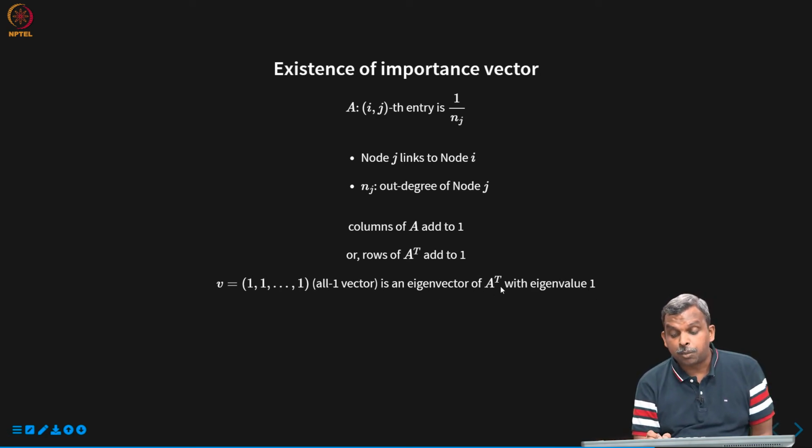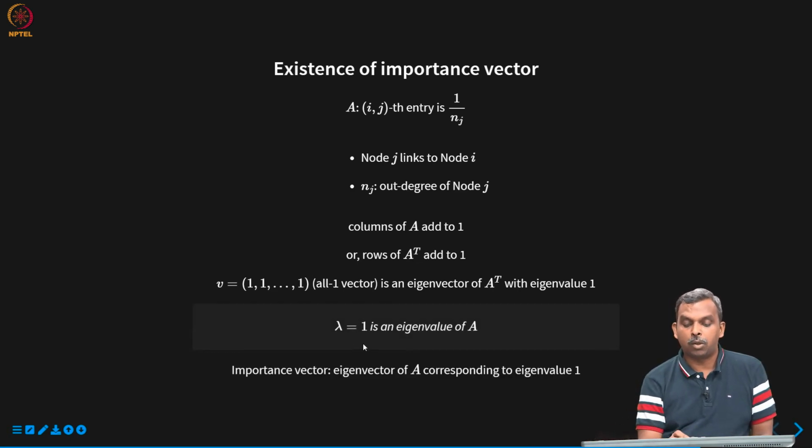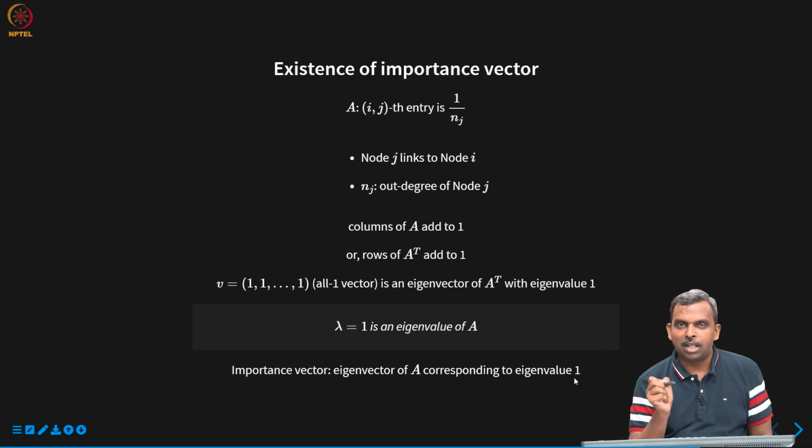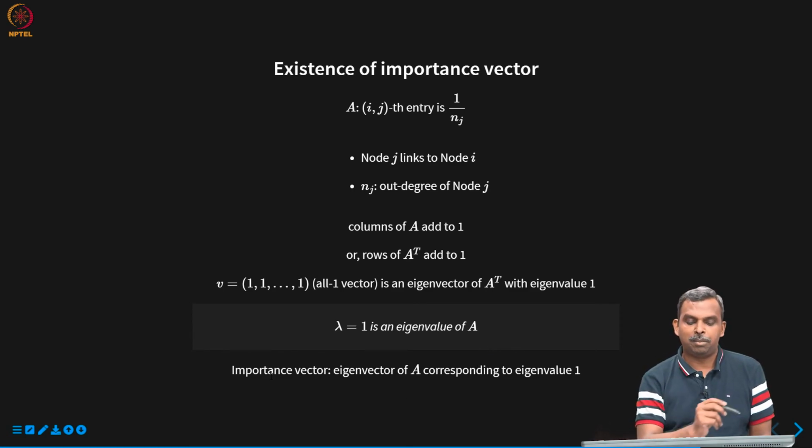Now, A transpose has eigenvalue 1, which means what? A also has eigenvalue 1. I don't know about the eigenvector, but A has an eigenvalue 1. So lambda equal to 1 is an eigenvalue of A, and the importance vector will be the eigenvector of A corresponding to eigenvalue 1. I showed you just now that A has an eigenvalue 1 because of this property that columns add to 1. The eigenvector that you pick up from there can be assigned as the importance vector.